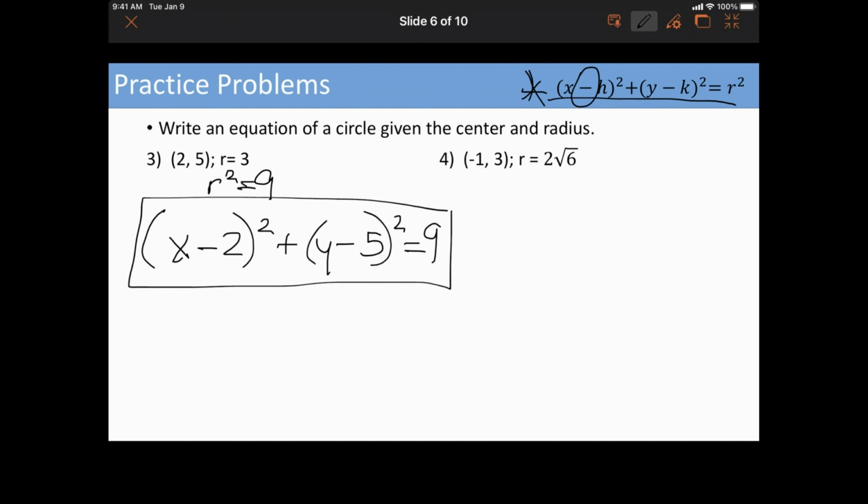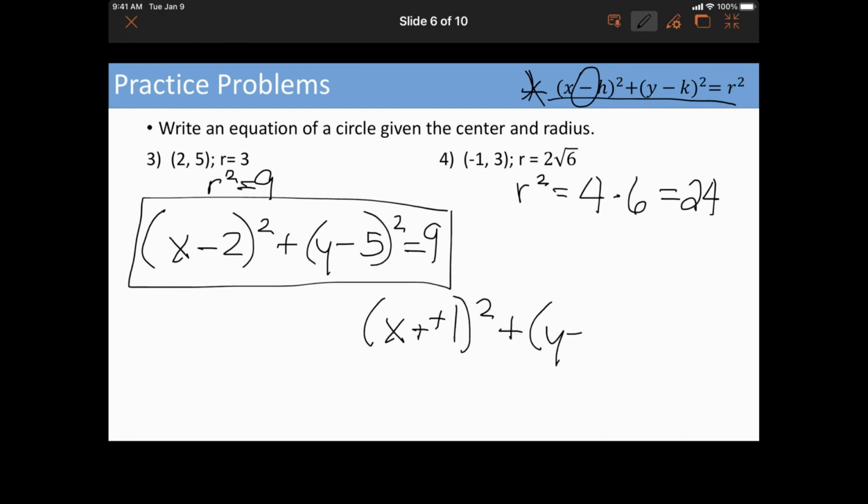Okay, so over here, I have r, I'm going to do r squared. So remember, we're going to square each thing. So this is squared, which is 4. The square root of 6 squared is 6. So this is going to be 24. So it's x. Okay, now it's a minus and a minus, right? So what happens with that? So this is actually going to be a plus. y minus 3 equals 24. There you are.